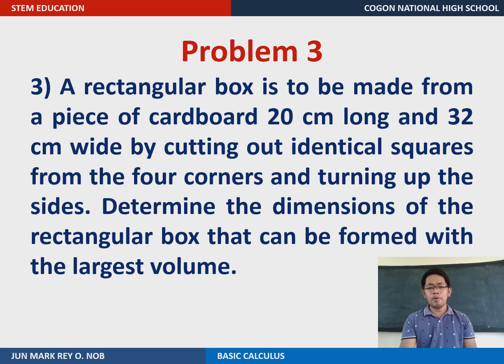Now for problem number 3, a rectangular box is to be made from a piece of cardboard 20 centimeters long and 32 centimeters wide by cutting out identical squares from 4 corners and turning up the sides. Determine the dimensions of the rectangular box that can be formed with the largest volume.